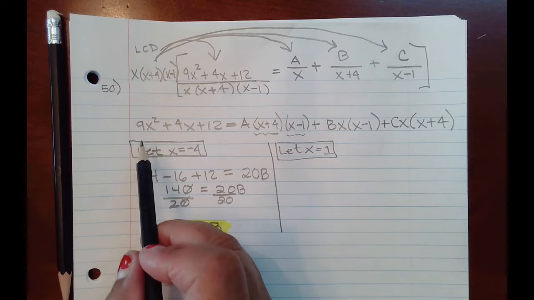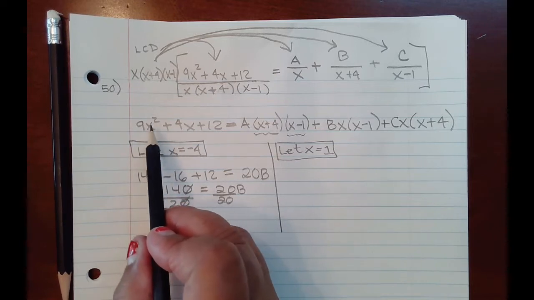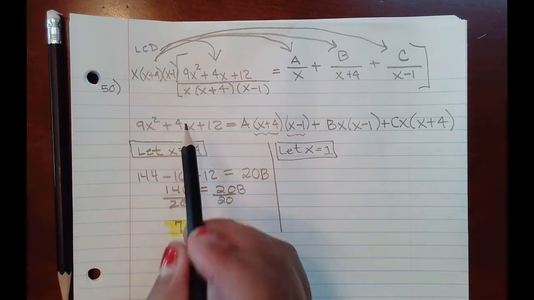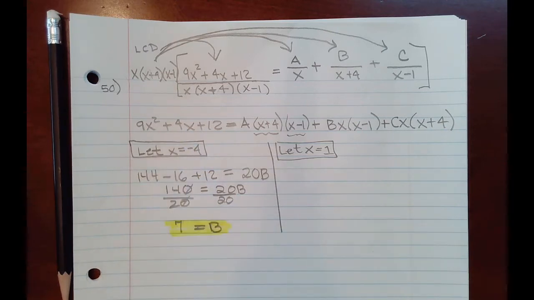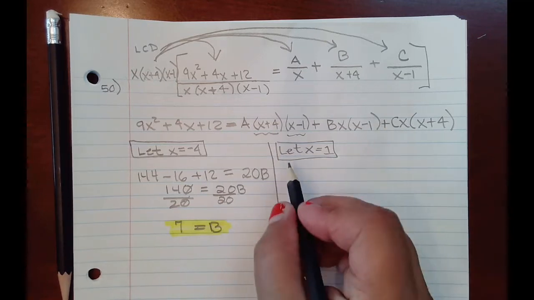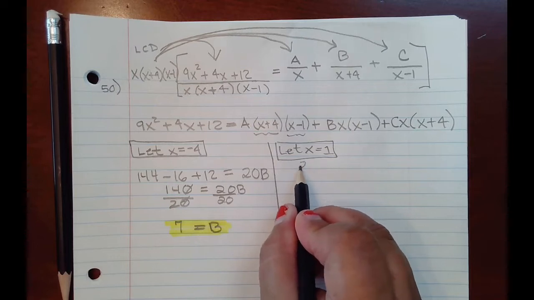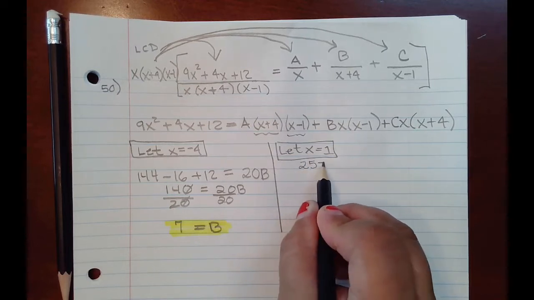So starting on the left-hand side, 1 squared will be 1. 1 times 9 is 9. Plus 4 times 1 is 4, so plus 4. Plus 12. So on the left-hand side, upon allowing x to be equal to 1, I get a 25.